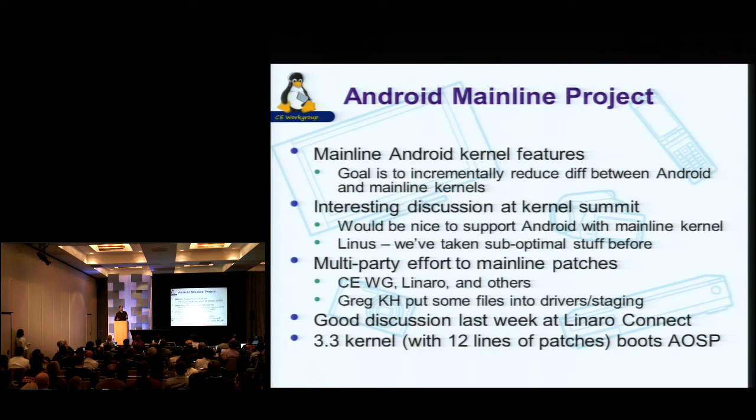So there's a lot of work left remaining. We had some good discussions last week at Linaro Connect. There's a lot of people involved in this effort. And so as much as I would like to have the CE Workgroup take credit for this, Linaro has done an awful lot of work. A lot of community people have done a lot of work. And I think that's really a great thing.